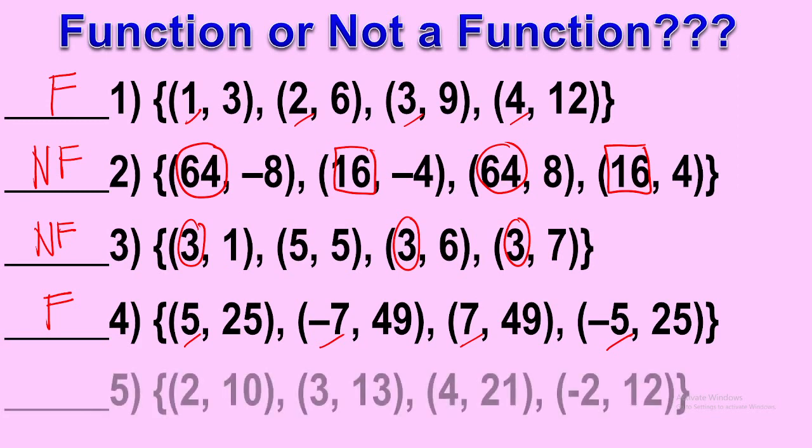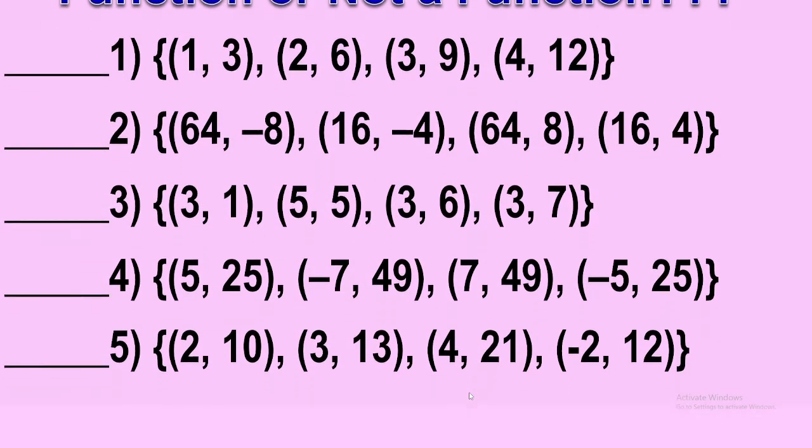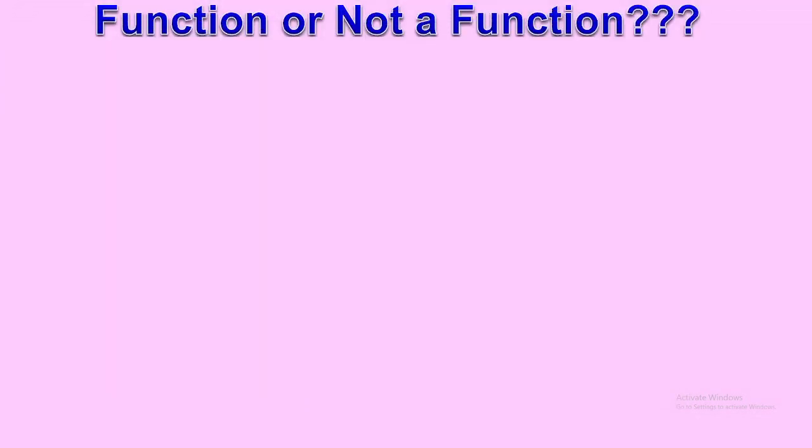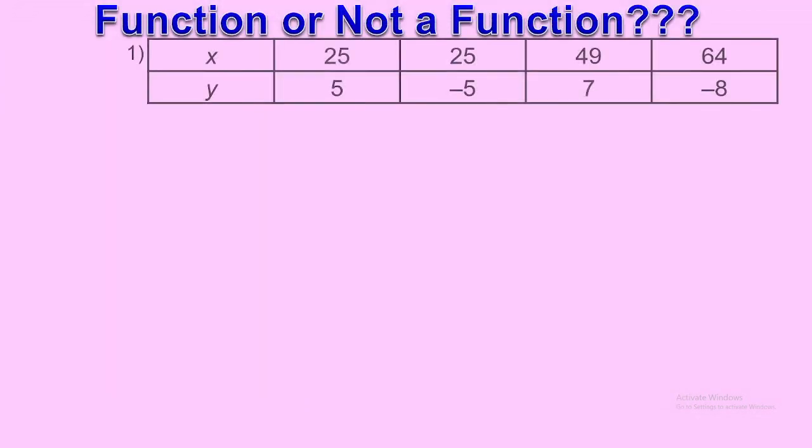Let's go to number 5. So I have here 2, 3, 4, and -2. This is still a function, because there is no repetition in your domain. Let's have a table of values. As you can see, this table over here.